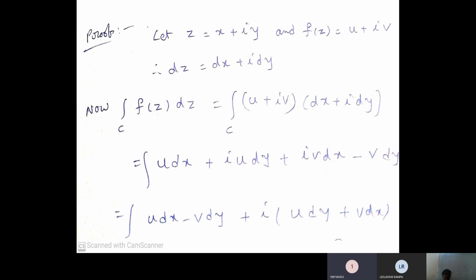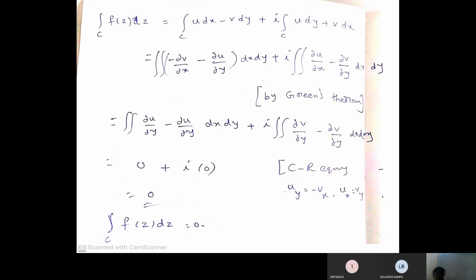Now the integral over C of f(z) dz equals the integral over C of (u plus iv)(dx plus i dy). Multiplying all these terms: u dx plus iu dy plus iv dx plus i squared, meaning minus 1, times v dy. Separating the real and imaginary parts: (u dx minus v dy) plus i(u dy plus v dx). Is this okay? Yes, ma'am. Next, the integral over C of f(z) dz equals, separating real and imaginary parts, the integral over C of (u dx minus v dy) plus i times the integral over C of (u dy plus v dx).